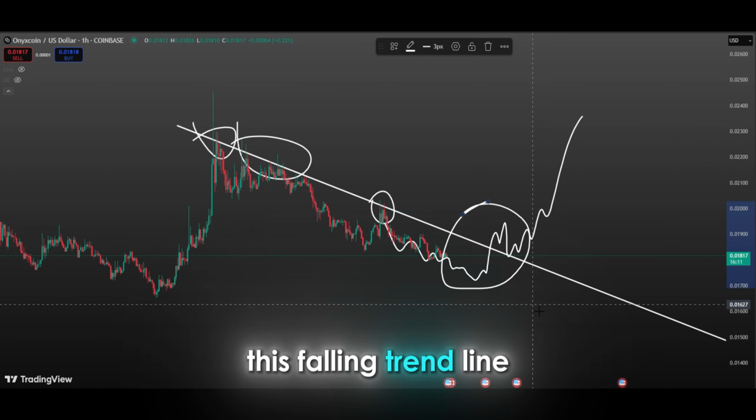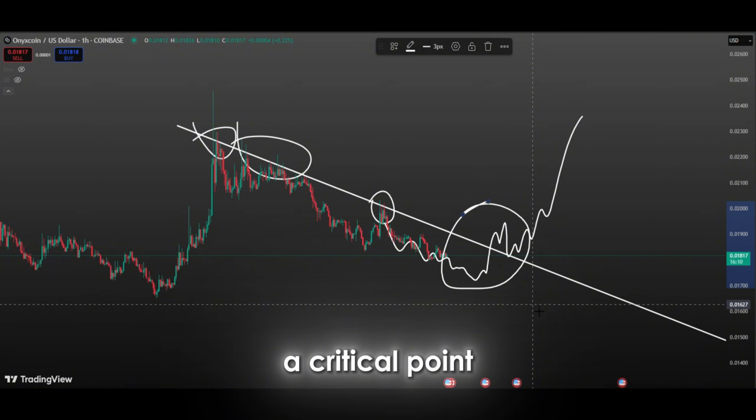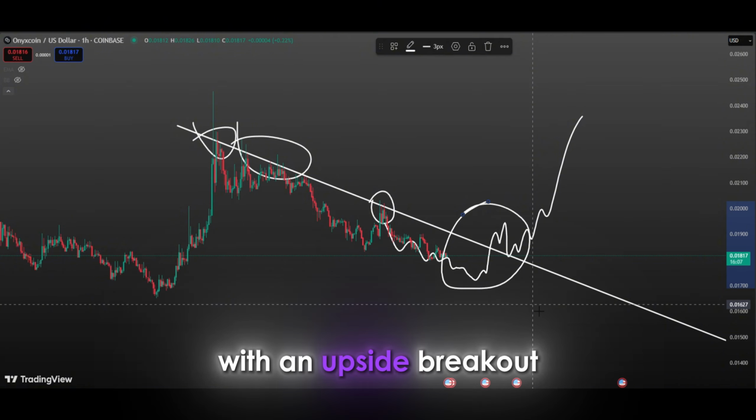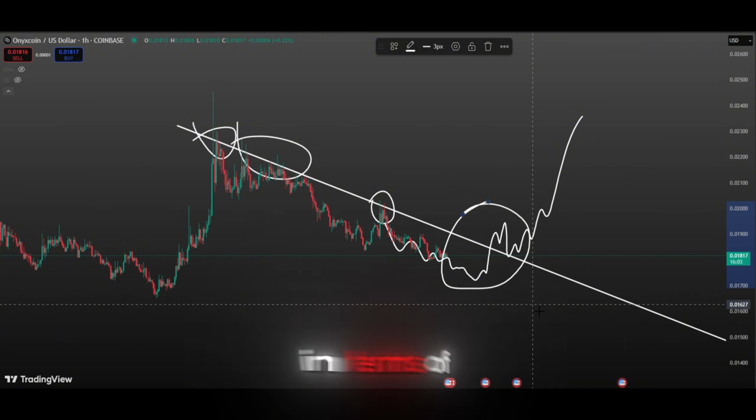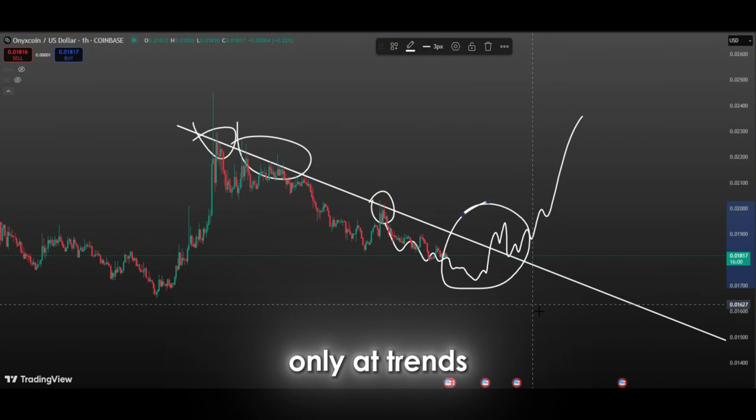As a result, this falling trend line has now reached a critical point. If the price manages to break this trend line with an upside breakout, the technical outlook could turn positive. The closes and trading volume after the breakout will also be decisive in terms of the permanence of this uptrend. But we need to look not only at trends, but also at other metrics.